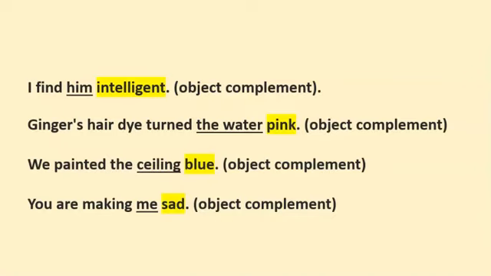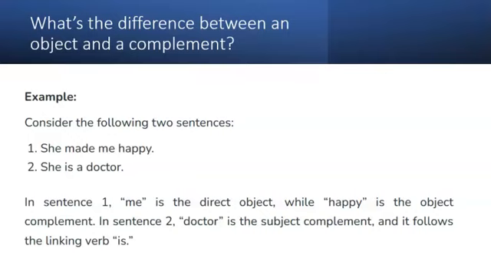You are making me sad. You are the subject. Me, I'm the object. I'm sad, that describes me. That's the object complement. Now you might be wondering, it's tricky. What's the difference between an object and a complement? And sometimes it's hard to tell the difference. But for example, in number 1, she made me happy. Me is the direct object, right? She is the subject. Me is the direct object. Happy is the object complement because it describes the object.